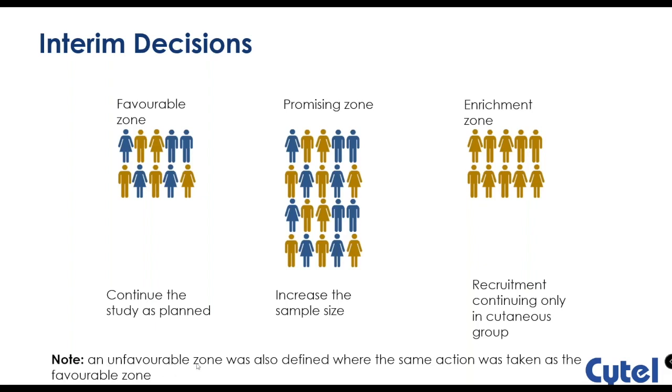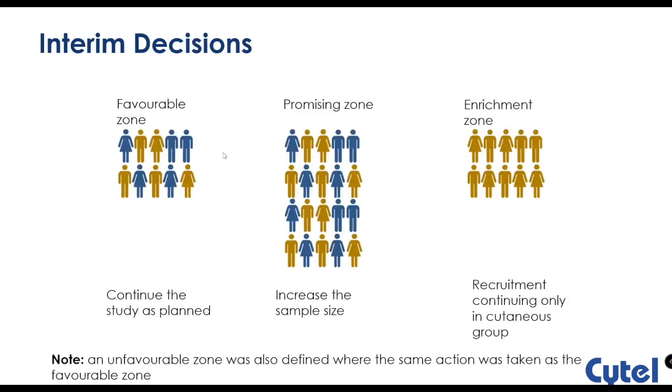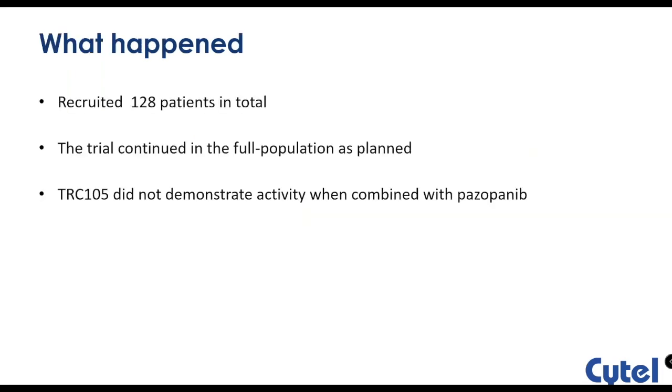Worth noting that in this particular trial, an unfavourable zone was also defined, but in this case, the same action was taken as was for the favourable zone, and so we had the same possible outcome in both ways. What actually happened in the trial? Well, in total, it recruited 128 patients. It continued in the full population as planned, so falling within this favourable zone category. And unfortunately, in this case, it did not demonstrate activity. The experimental treatment did not demonstrate activity.